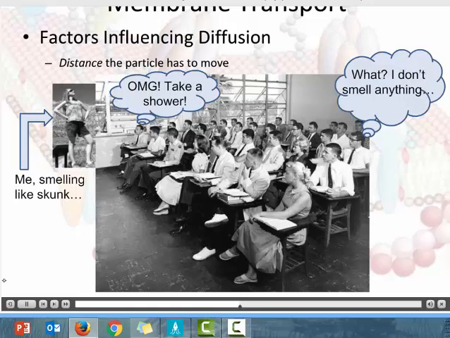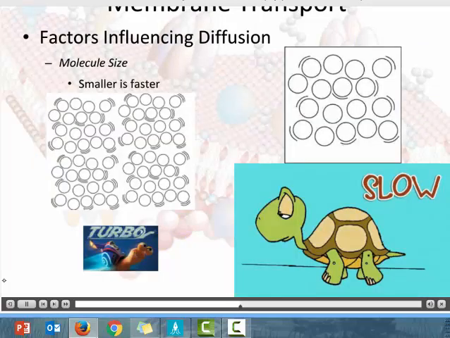Second, we have molecule size. Smaller molecules move faster than larger molecules.